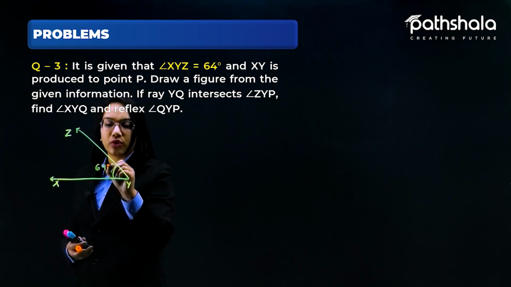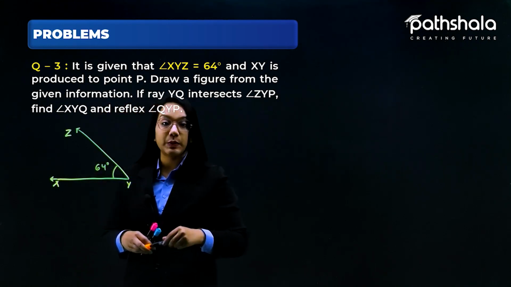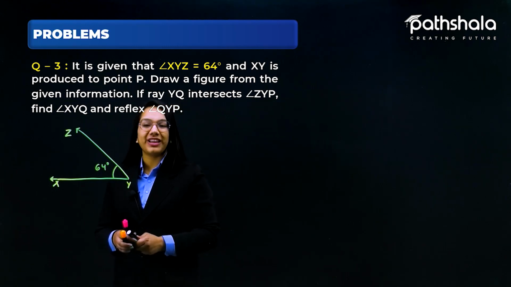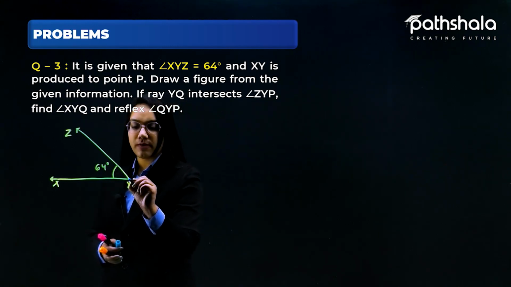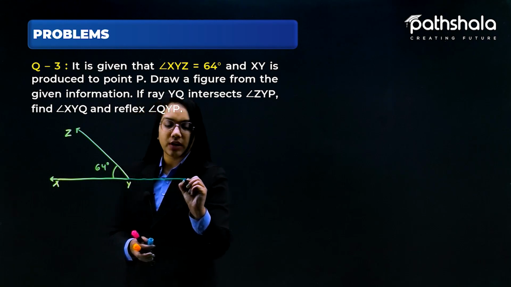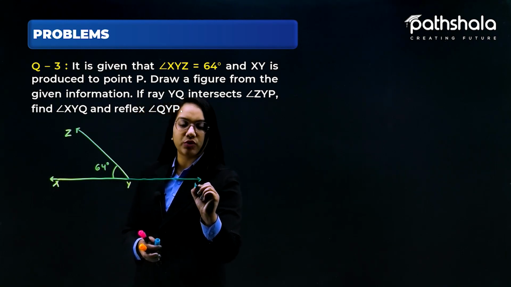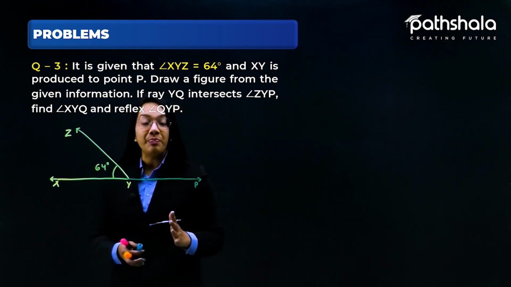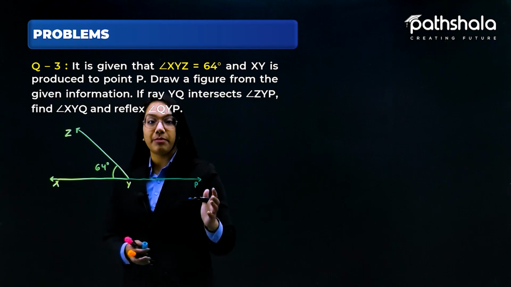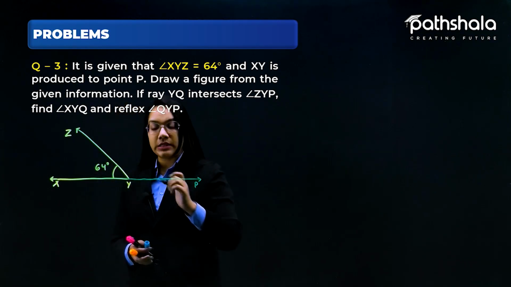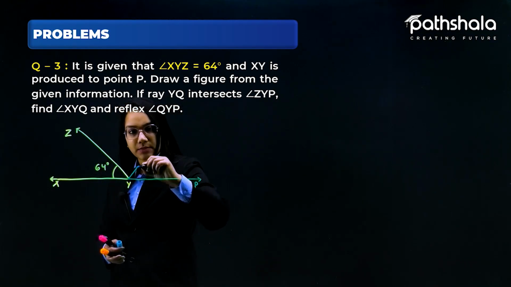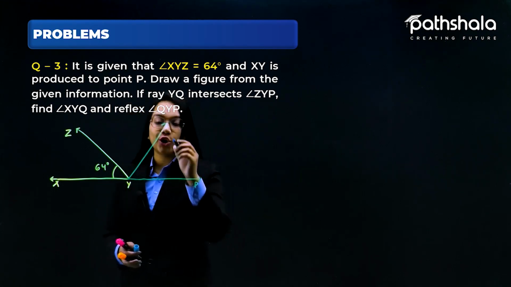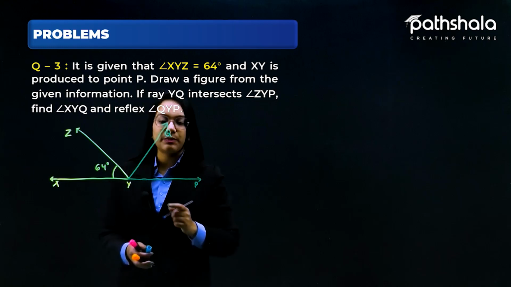So this is 64 degrees, and further, as per the question, XY is produced to the point P. So we are producing XY to the point P. Let us call it P, and it further says if ray YQ bisects angle ZYP. As you can see, ZYP is this angle. So there is a ray YQ which is bisecting this particular angle.